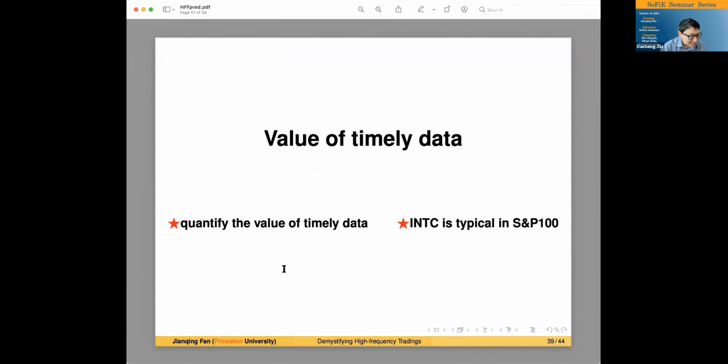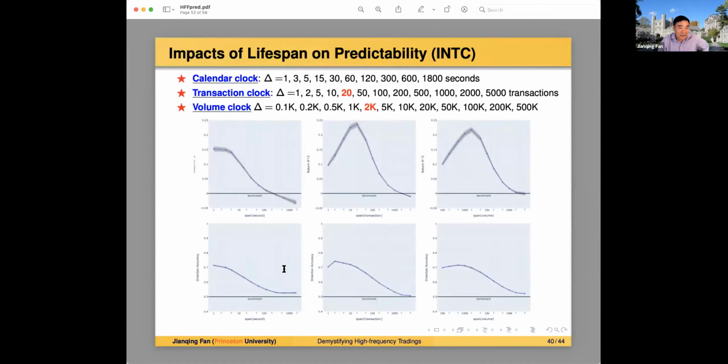Let's continue then. Okay, so now my last part is the value of timely data. So again, we want to quantify, since hundreds of millions of dollars are being spent, from Chicago, right? So naturally you ask yourself, what is the time value, right? In this case, I'll take Intel as an example because it is a typical size and also very typical in the S&P 500 index. So all the results are based on Intel's stock.